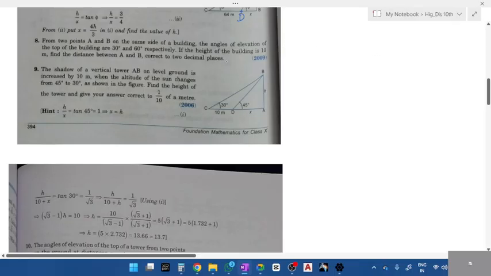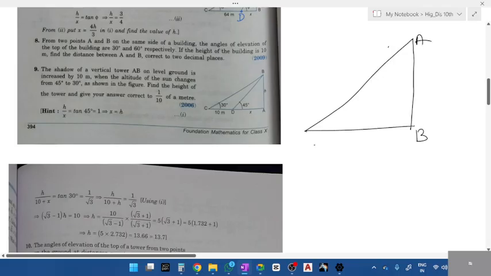See, for the eighth question, the diagram is not given, right? We don't have a diagram. Can you see the screen, all of you? Okay. From 2 points A and B on the same side of the building. So first draw a right angle triangle. Which one will be the building here? Which one is the building?